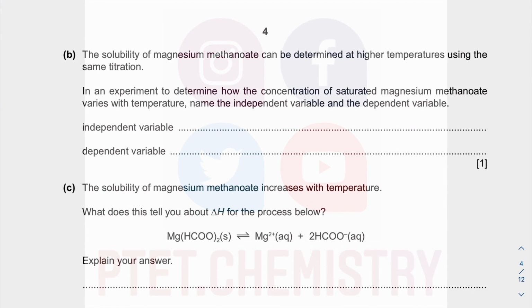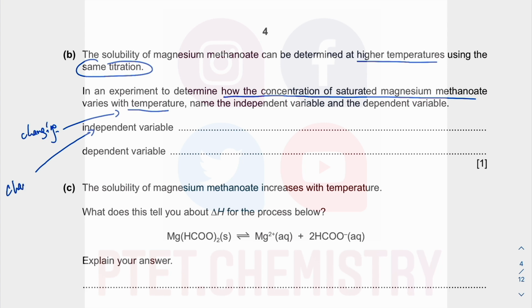All right. So the solubility of magnesium methanoate can be determined at higher temperature using SAM titration. So determine how the concentration of that varies with temperature. So that is what you are changing. Okay, independent variable is what you change. So our independent variable there is definitely the temperature. Your y-axis is what you measure. Okay, so why are you so dependent? The y-axis is the dependent variable. And what are you measuring? This is what you want to find, right?